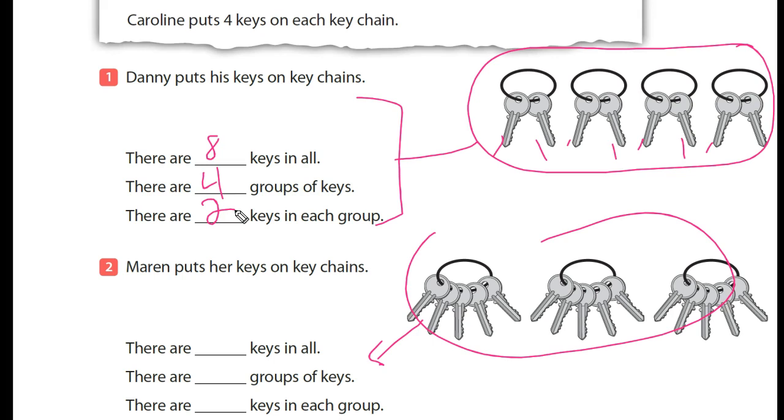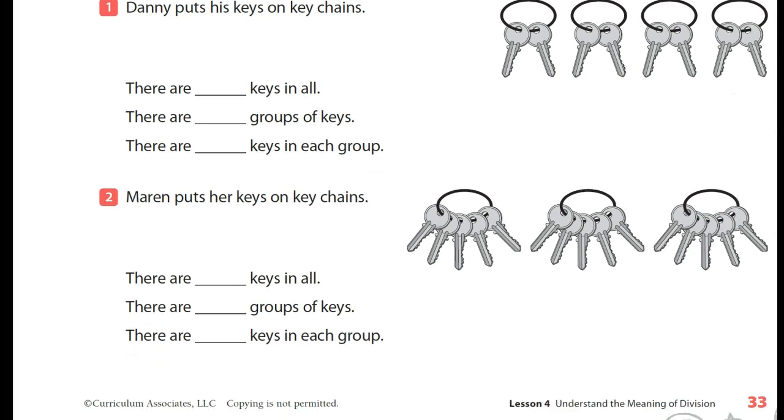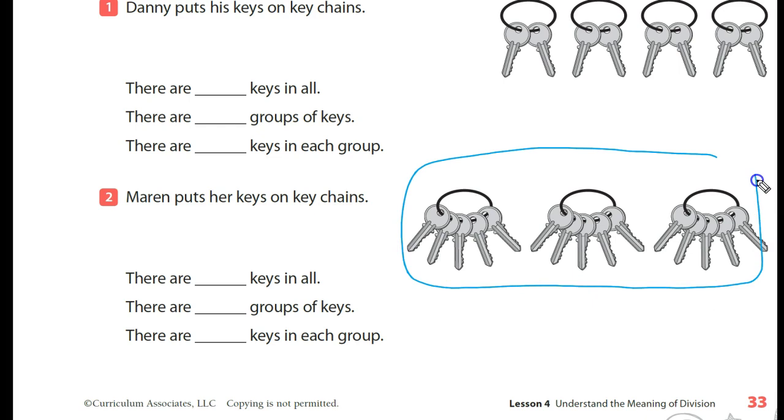All right. Let's move that up. Now it says Mary puts her keys on keychains. I'm looking at this group right here, or this set of groups. Okay. How many keys do they have altogether? 15. Yep, 15. How many keychains? There's 3 groups, right? And how many in each group? 5. So my division sentence would be 15 divided by 3 equals 5.